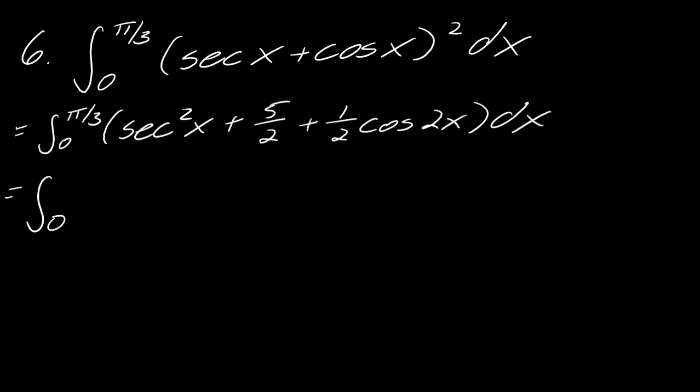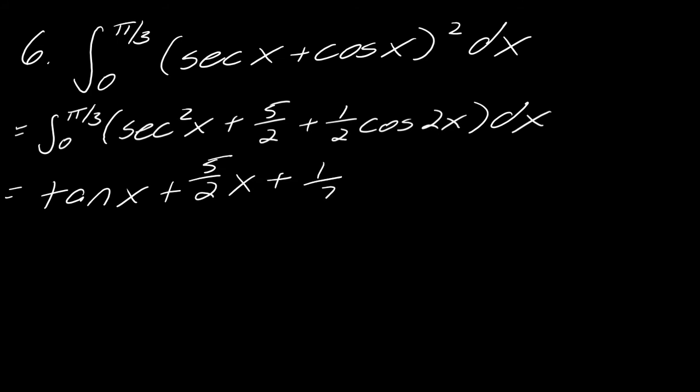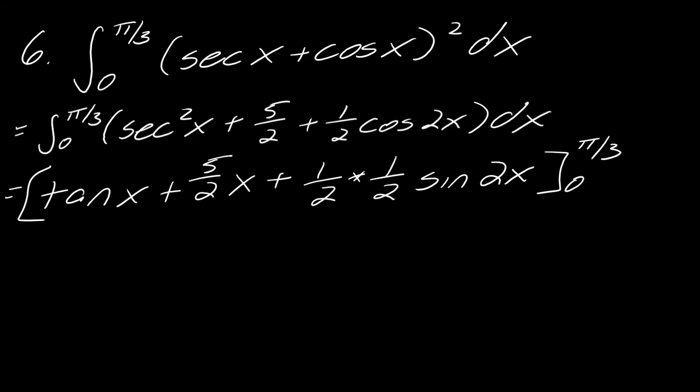Okay, now we'll get the party started. So, oops, now I'm integrating. So this will be tangent x plus 5 over 2x plus 1/2 times 1/2 sine of 2x. And so now I need to evaluate this from 0 to pi over 3. So we can just start plugging things in here.